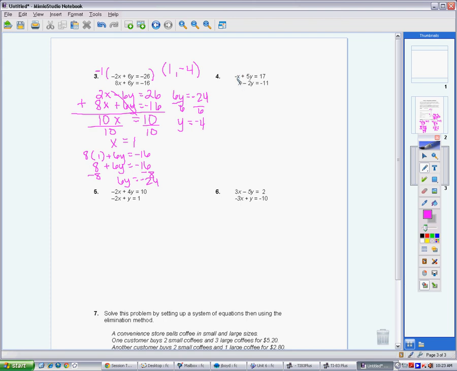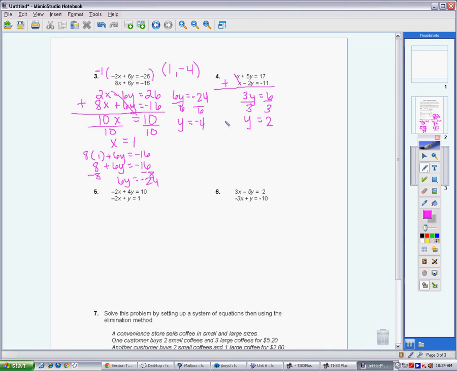Okay, number 4. When I add my x terms together, that is going to equal 0, so I don't have to do any multiplying here. They're already going to add up to 0, so that's going to eliminate, and I'm left with 3y equals 6, and then I'm going to divide by 3. y is going to equal 2, so I found my y coordinate.